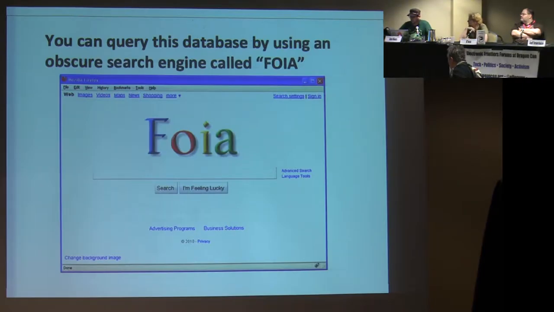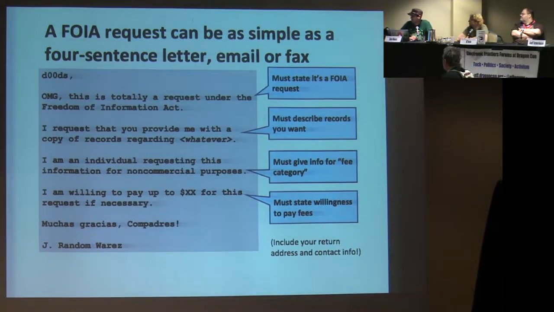A FOIA request can be very, very simple. This is why I use this, because it's hilarious. You would want to start off saying that it's a Freedom of Information Act request, and you say what kind of records you want. You ask them not to charge you, and yet you have to say that you're willing to pay up to a certain amount of money for copies, but they should get in contact with you if it's going to go over that amount.